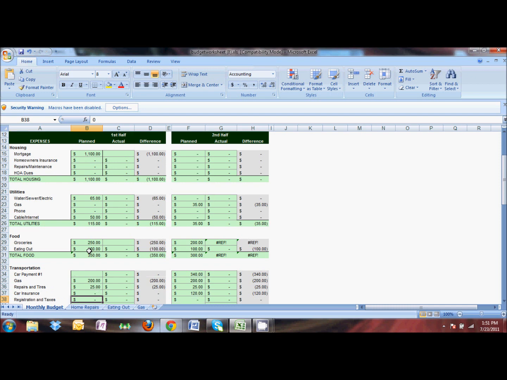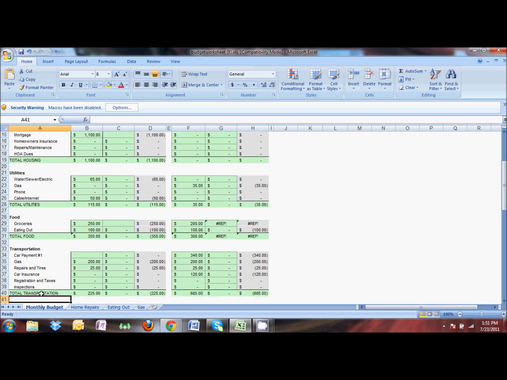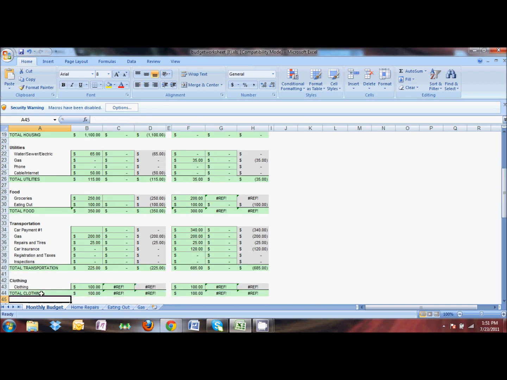Car payment, we have that standardized. Again, I've mentioned in the blog some ways to save money on your monthly automobile gas payments. Repairs and tires, we put that in there for oil changes. Now, if you have a second car payment, you can either insert another row here to cover that, or you can change one of these categories. For registration and taxes, that's once a month for us, and we generally pull that out of our savings, so we'll affect that there.